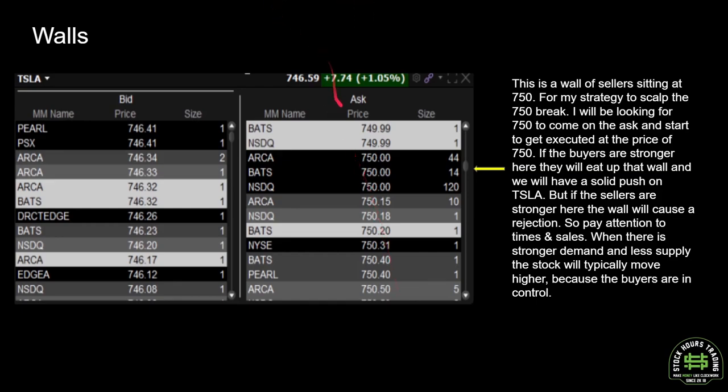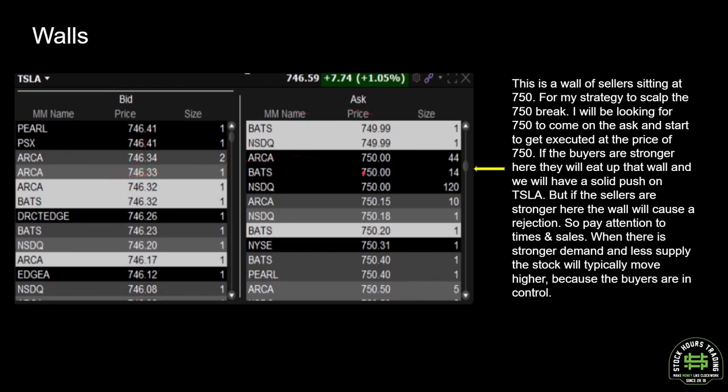So here you can see 750 right here, okay? You can see there's a huge stack of sell orders just sitting here waiting at the ask to get executed at 750. So what we want to see is 750 get executed on times and sales, and that's showing that there's stronger demand and less supply, so the stock will generally move higher because the buyers are in control. They're going to eat up that seller wall and push it higher. That's just a very basic definition of how we use the walls on level 2, and we would do the same thing if we were playing it to the downside, but it would be on the bid side.